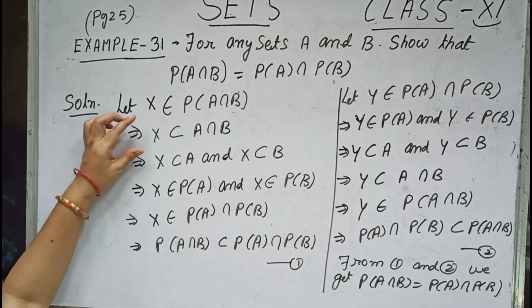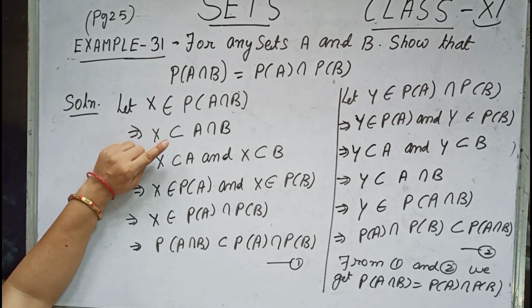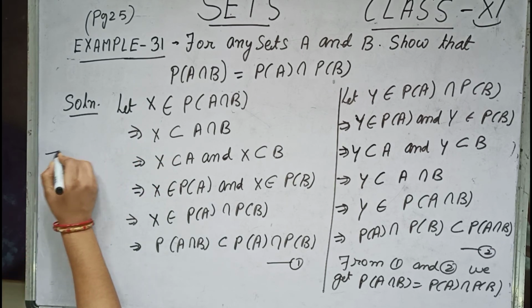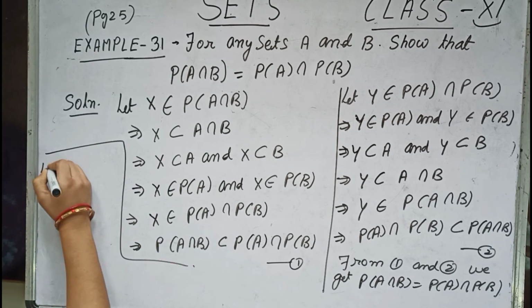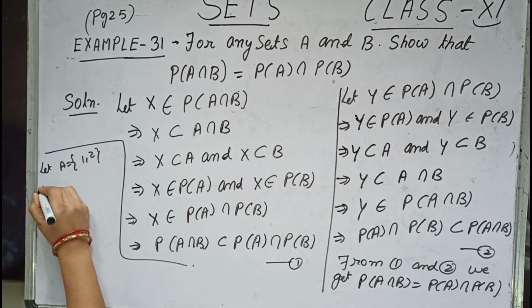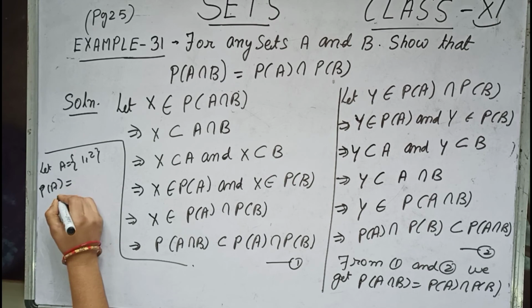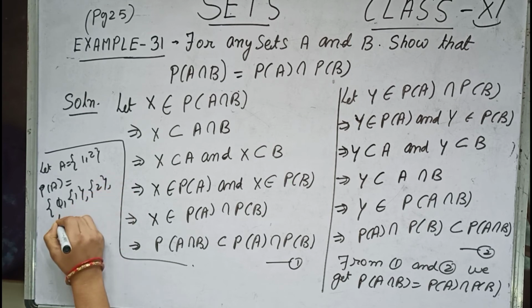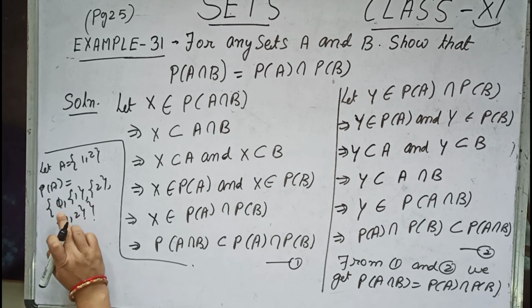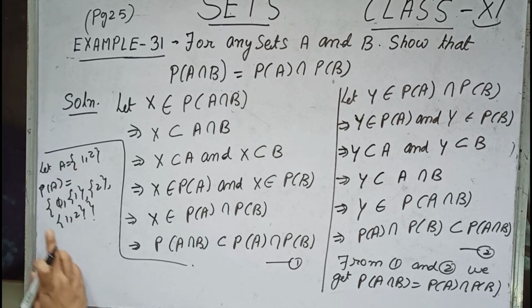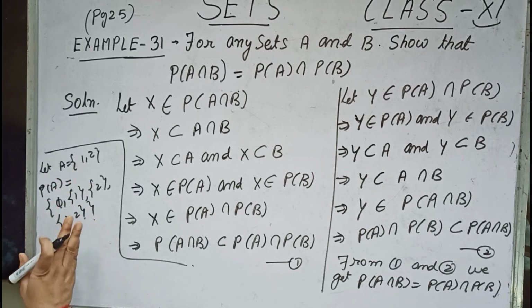Now children, if you haven't understood this step, that is x belongs to power set of A intersection B implies x is a subset of A intersection B, I am explaining it with the help of an example. See over here, let a set A equal the set containing 1, 2. Then clearly power set of A will be equal to phi, set containing 1, set containing 2, set containing 1, 2. These sets are the subsets of A, because power set of A is the set of all subsets of A.